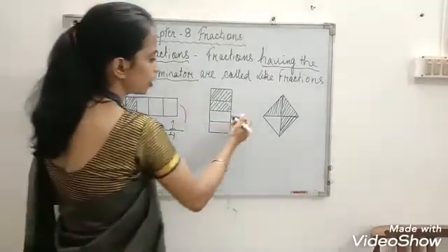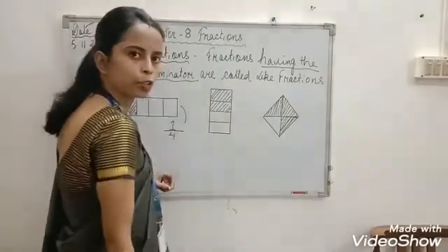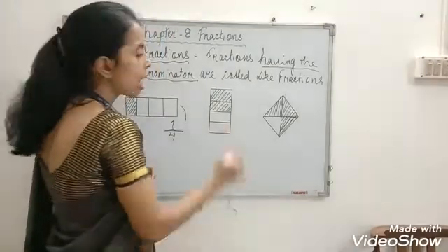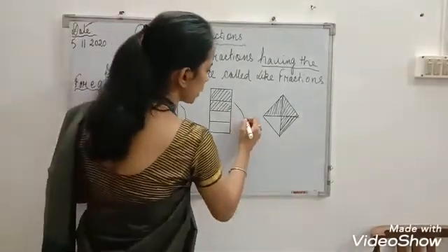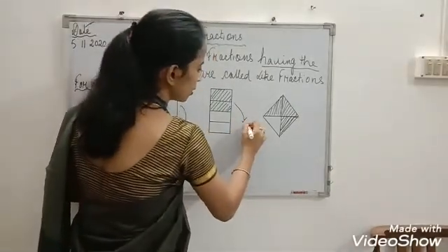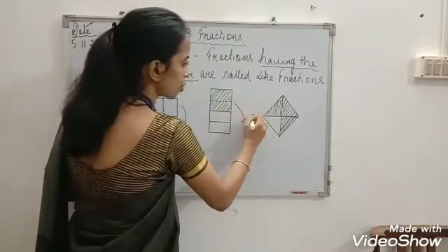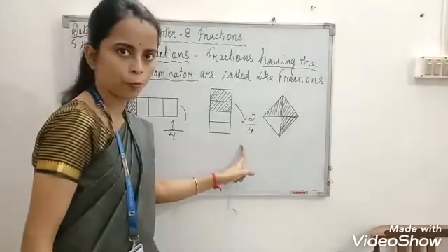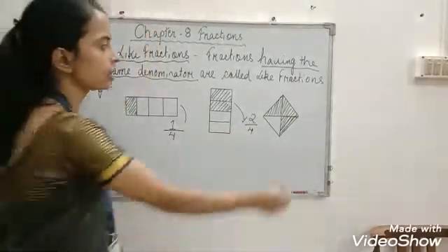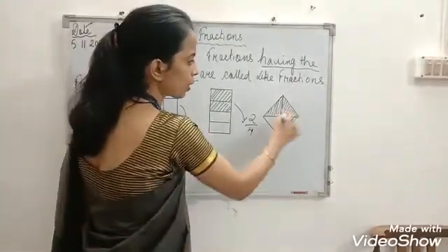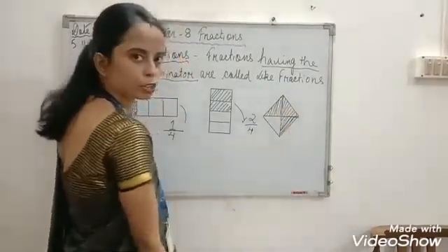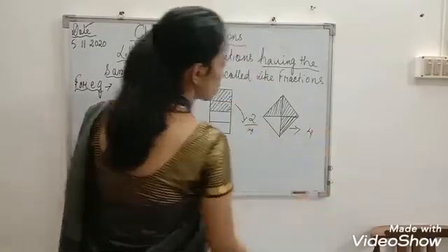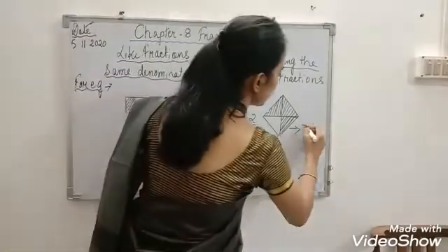Next one, here you see, again the rectangle is divided into how many parts? 4 parts. 1, 2, 3, 4. Out of 4 parts, how many parts are shaded? That is 2. So how are you representing the fraction? It's 2 by 4. Then the next shape. Look at this, it is divided into how many total equal parts? 4. So out of 4 equal parts, how many parts are shaded? 3.